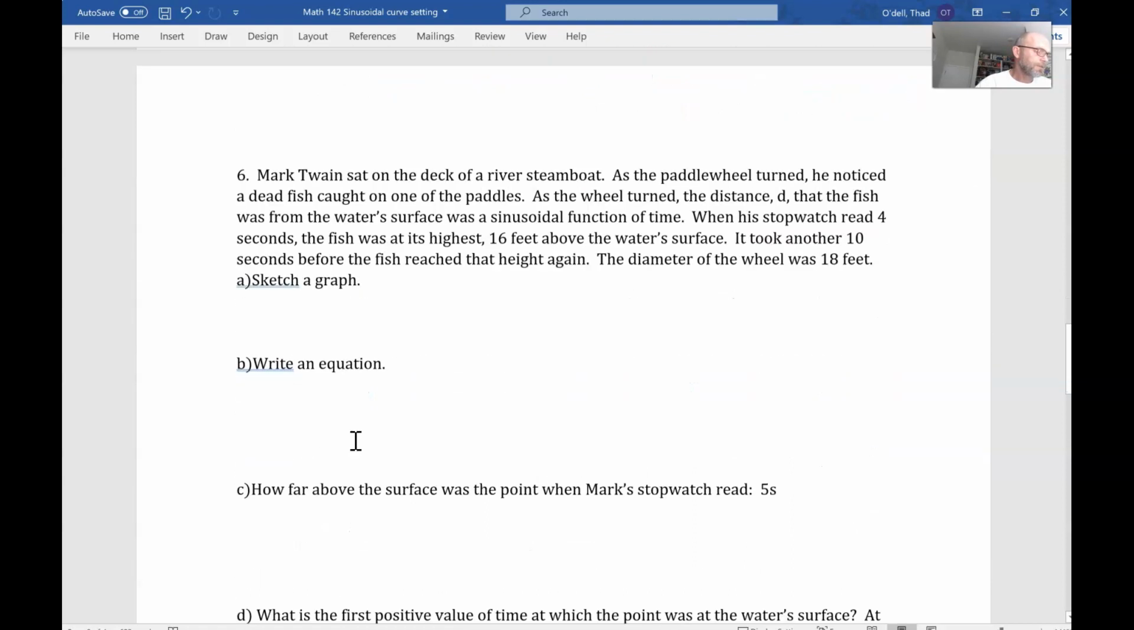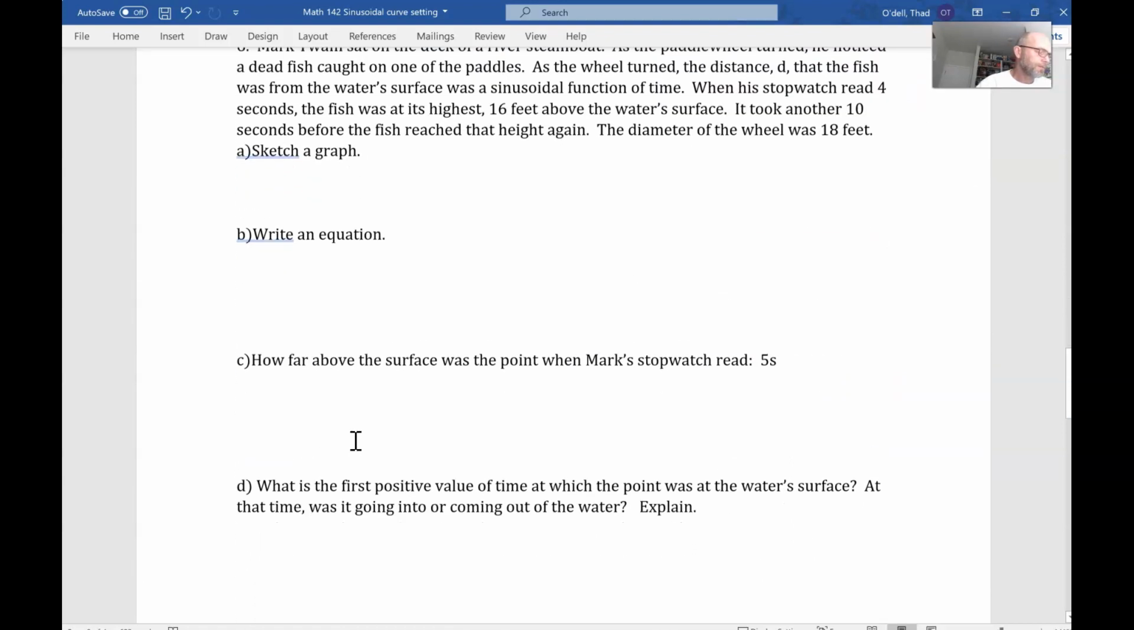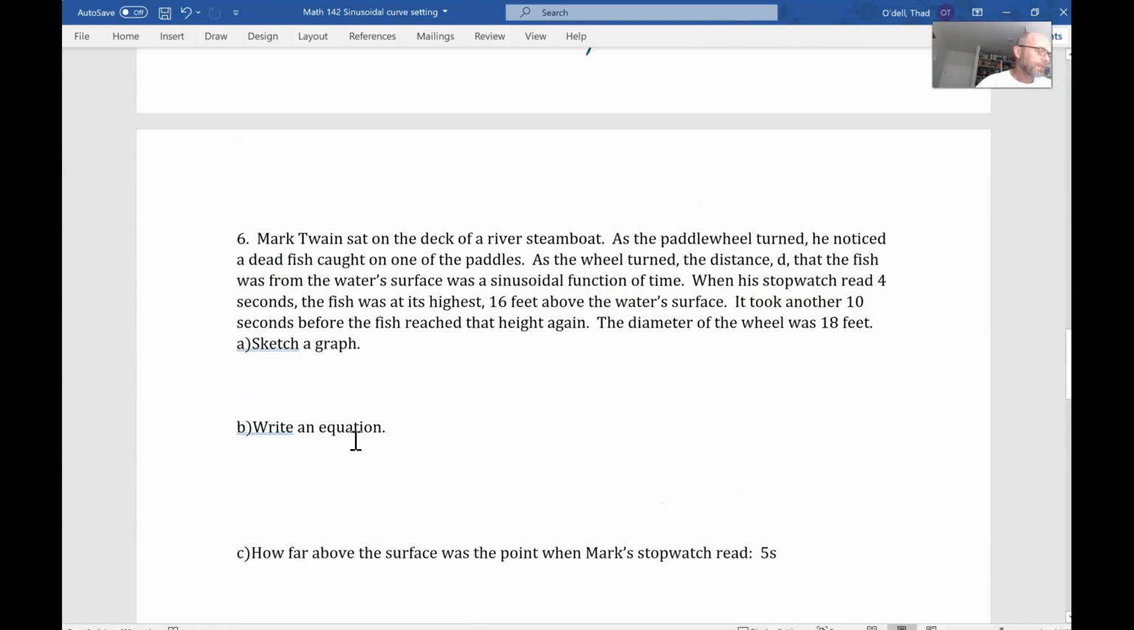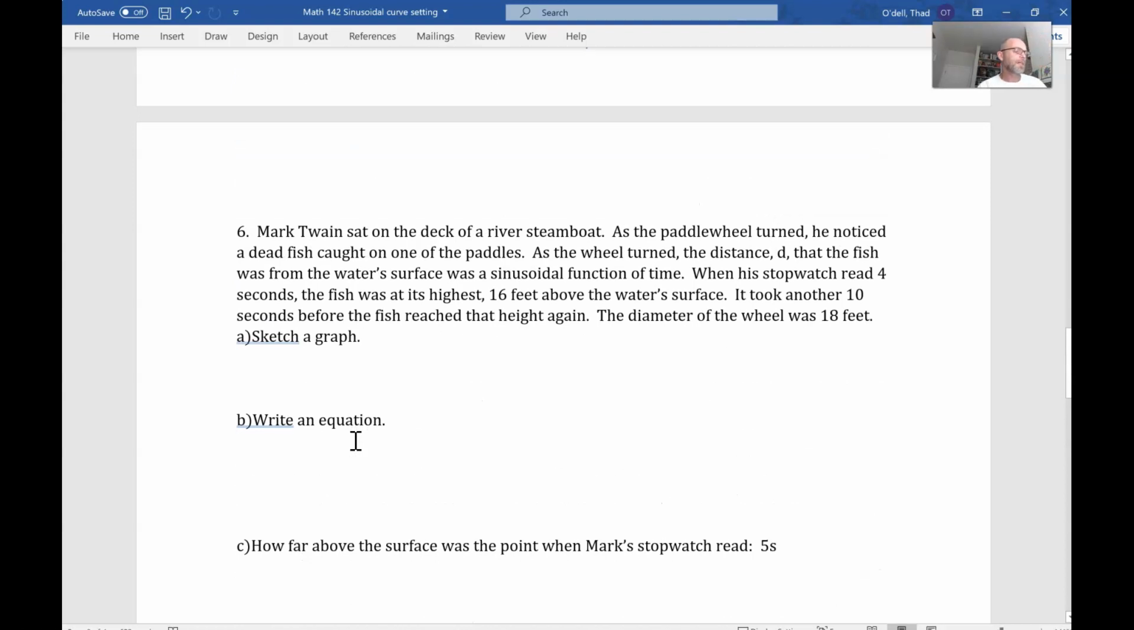I think we'll do one more here. I think we'll do Mark Twain. So Mark Twain sat on the deck of a river steamboat. As the paddle wheel turned, he noticed a dead fish caught on one of the paddles. As the wheel turned, the distance d that the fish was from the water surface was a sinusoidal function. Okay, so here's the d axis, and here's the time axis.